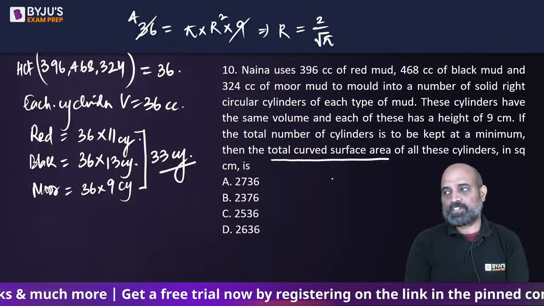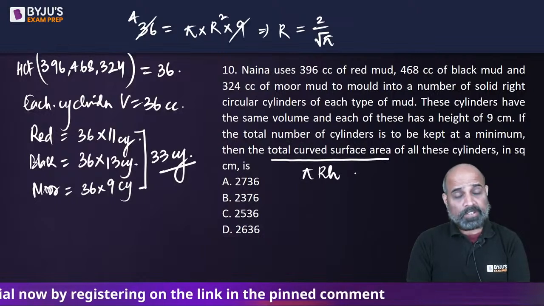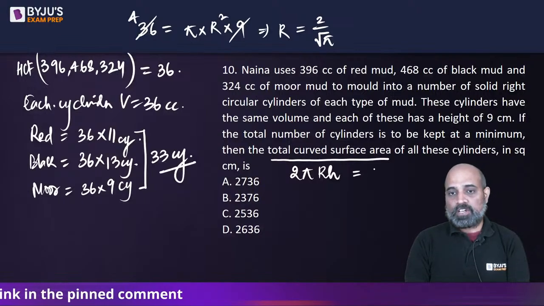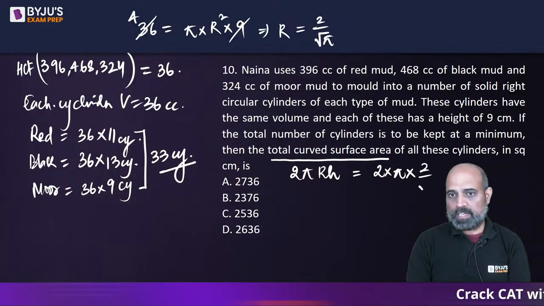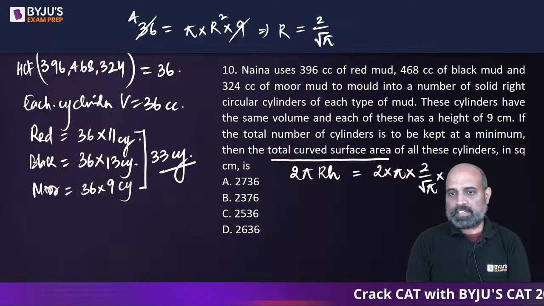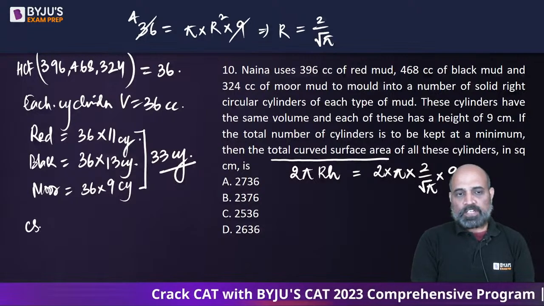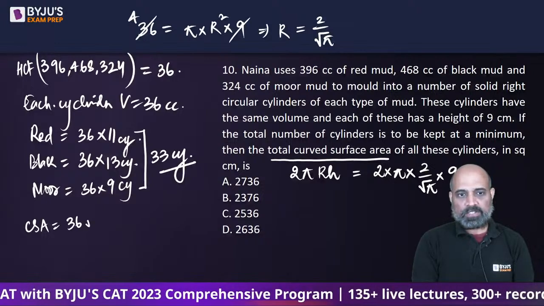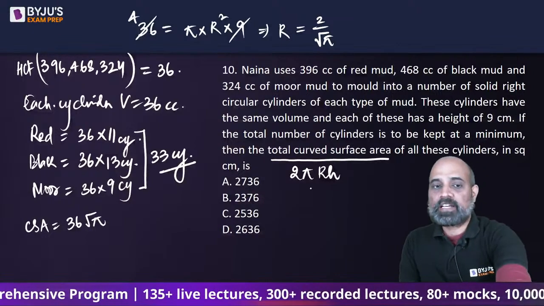So what will be the curved surface area? Curved surface area of a cylinder is given as pi RH, right? No, sorry, it's given as 2 pi RH. So this will become 2 times pi into radius, and radius is 2 by root pi, and into h, and h is given as 9. So the curved surface area of each cylinder is going to be 4 into 9, 36 root pi. Okay? But we need 33 of them.